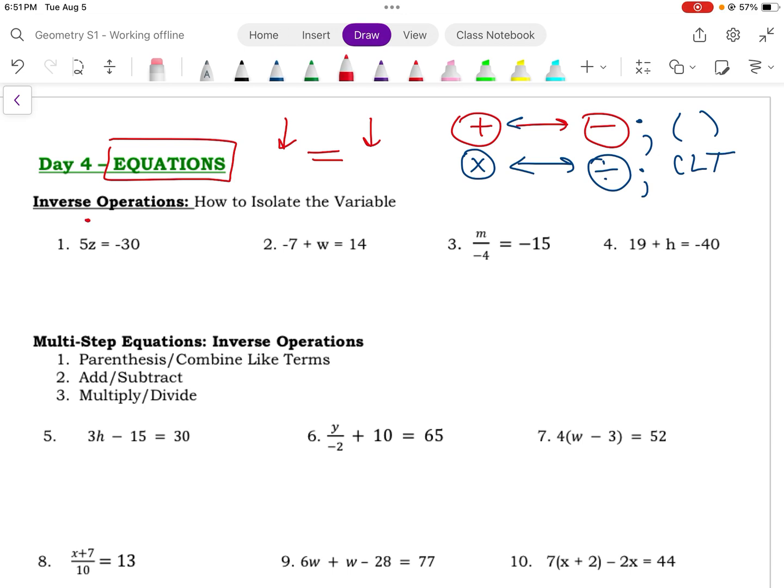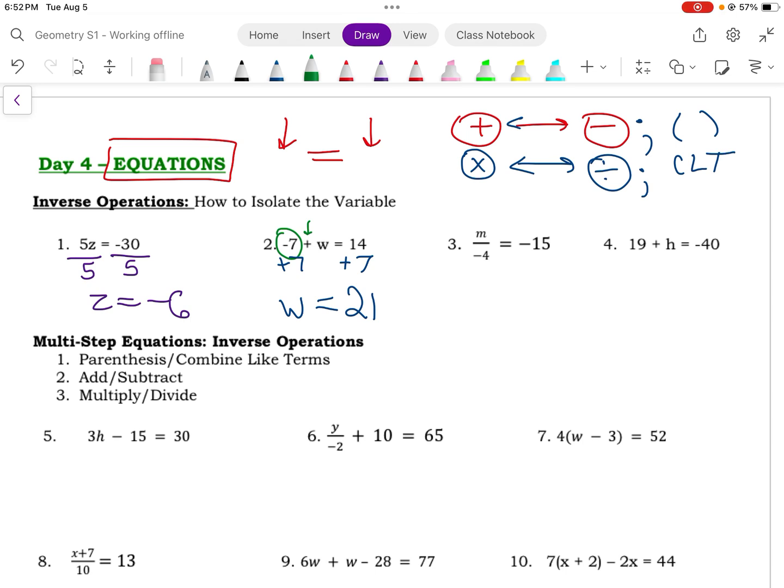The first one's a multiplication problem, so what's the opposite of that? Division. So I'm going to divide 5 to both sides and z equals -6. The second one looks like an addition problem, but let's think about it. How do we get rid of the -7? Well, we're actually adding 7 to both sides. So be careful. What is the actual operation to get rid of that negative? It's like having that negativity around. You want to get rid of it as soon as possible. We don't need that around.